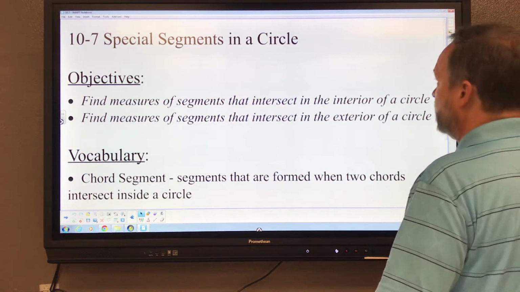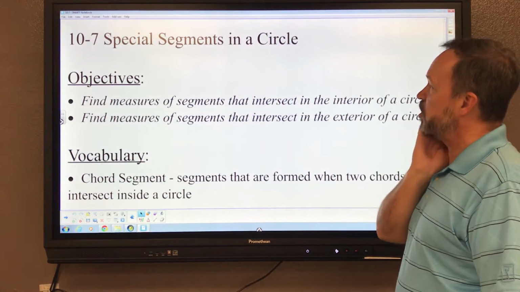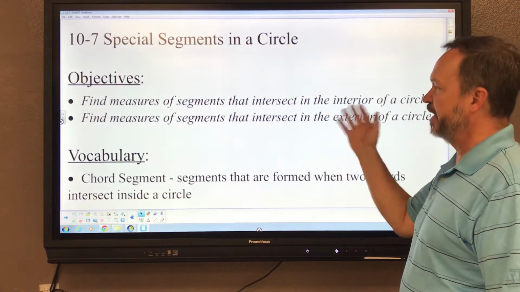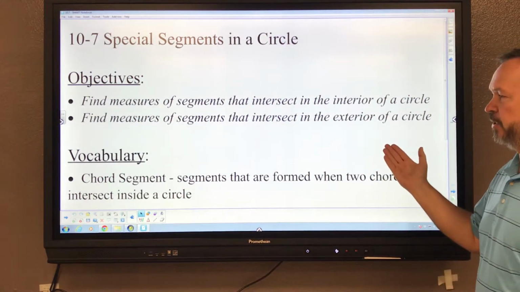Okay, these last two sections. First, 10.7, special segments in a circle. You can see a lot of connection relationships between segments interior and exterior of a circle.